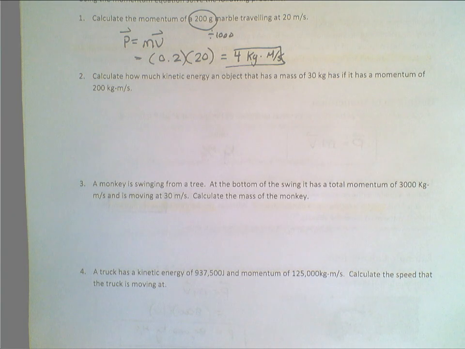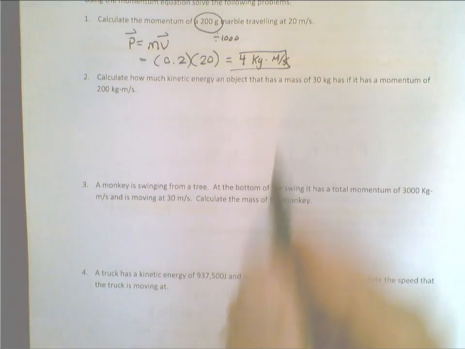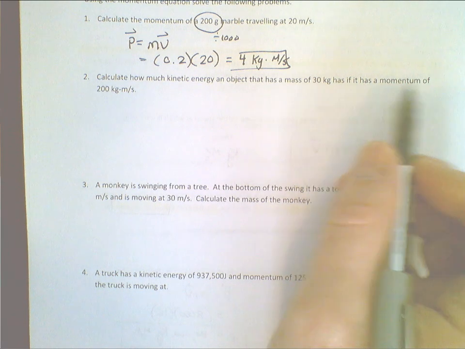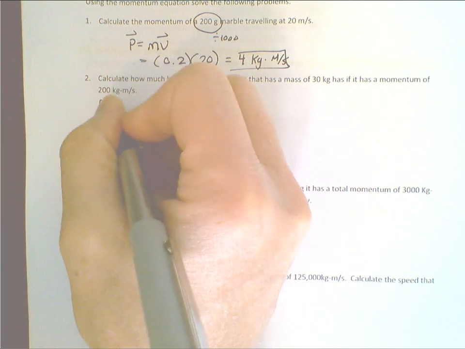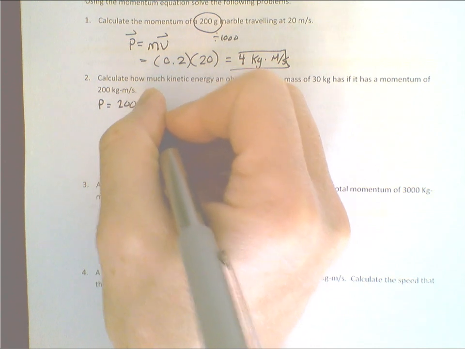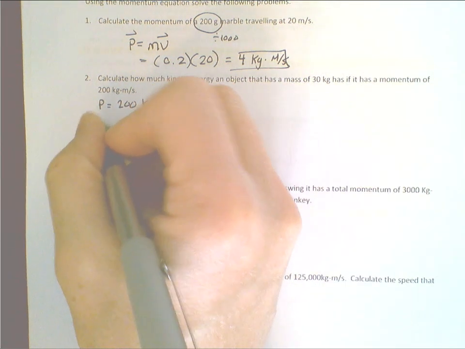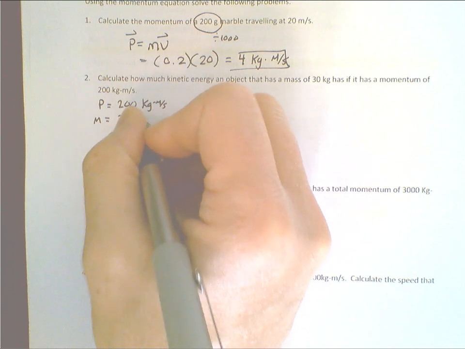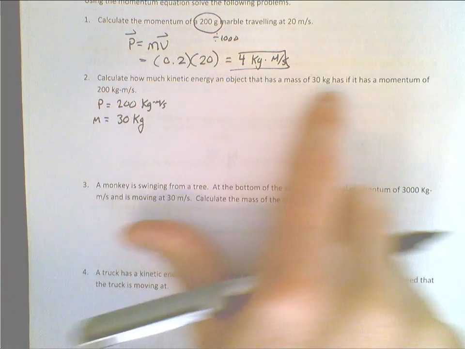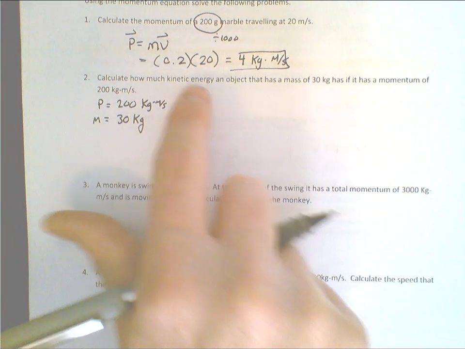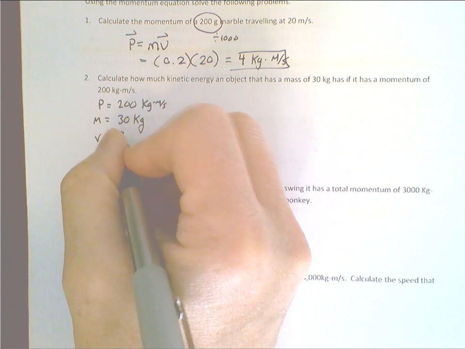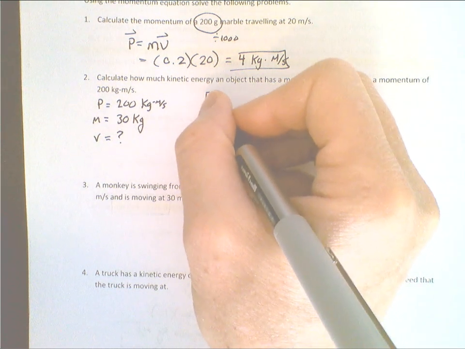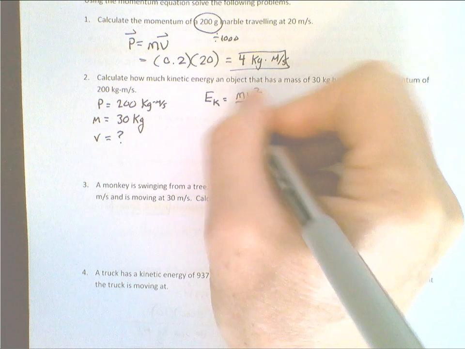Calculate how much kinetic energy an object that has a mass of 30 kilograms has. Oh, that's bad grammar. It has a momentum of 200 kilogram meters per second. So we know the momentum is 200 kilogram meters per second. The mass of it is 30 kilograms. And it has that momentum, that mass, and it says calculate the kinetic energy. So we know that kinetic energy is mv squared over 2.